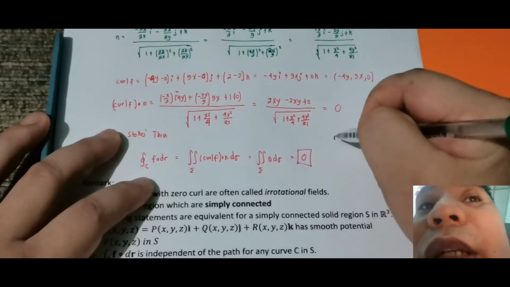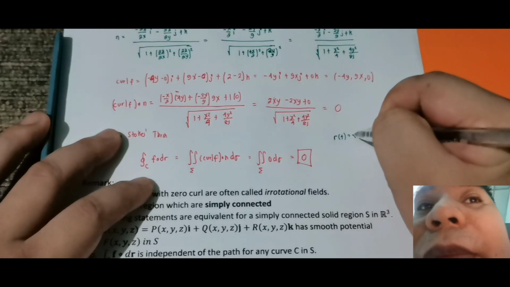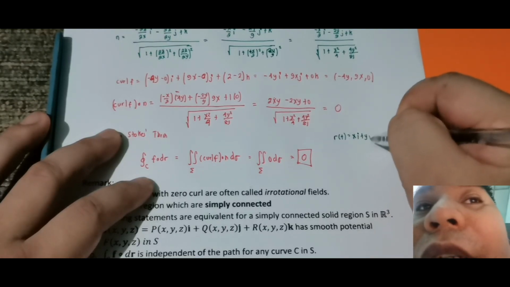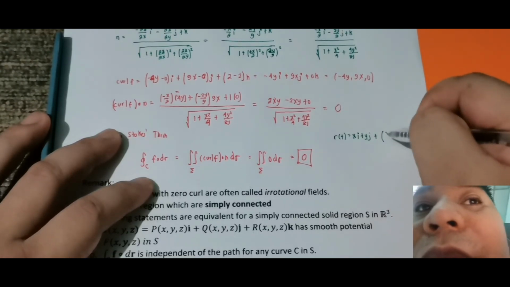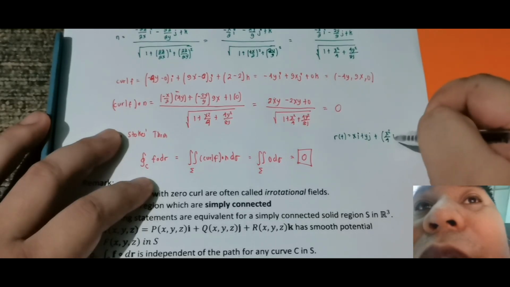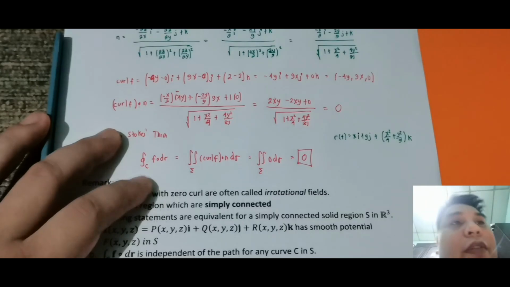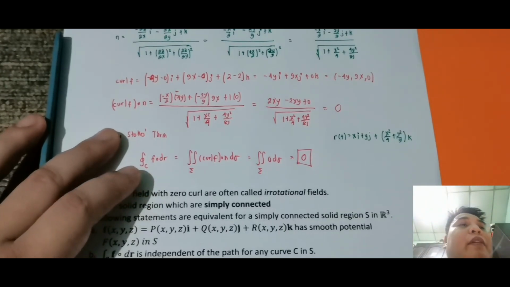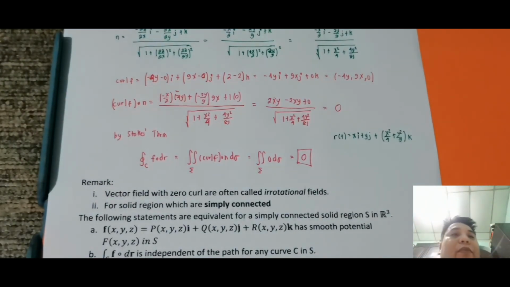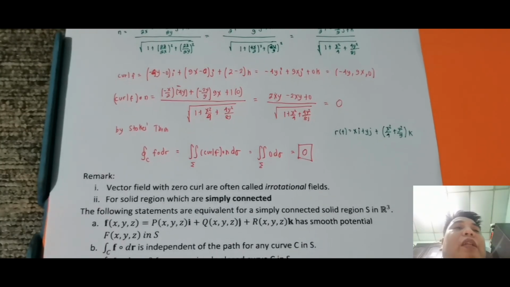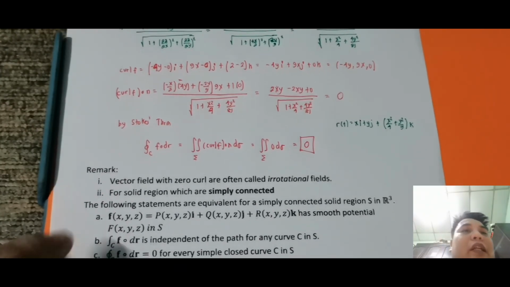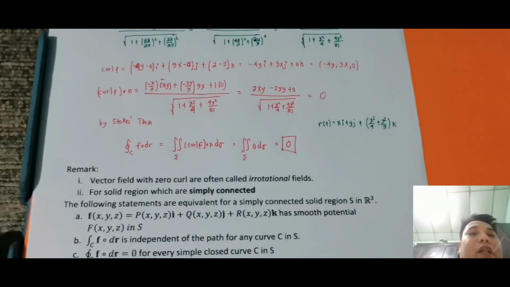So yung magiging position vector natin dito is just simply xi plus yj plus ito na yung x squared over 4 plus y squared over 9, then k. Okay, kasi ganun yung given. So tandaan yan. Tapos kunin mo na lang yung y prime something, if ever hindi nag-0. Siyempre dahil hindi natin kailangan hanapin kasi nag-0 na yun, madali na lang yung gagawin natin.